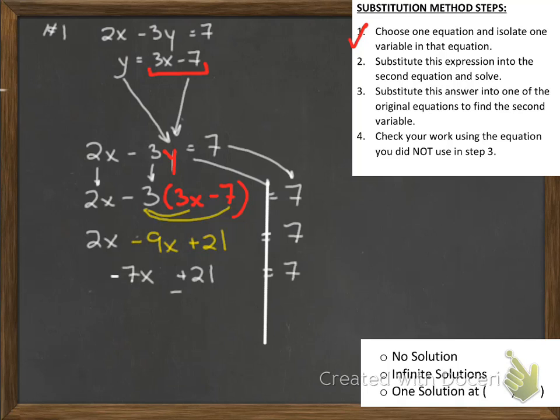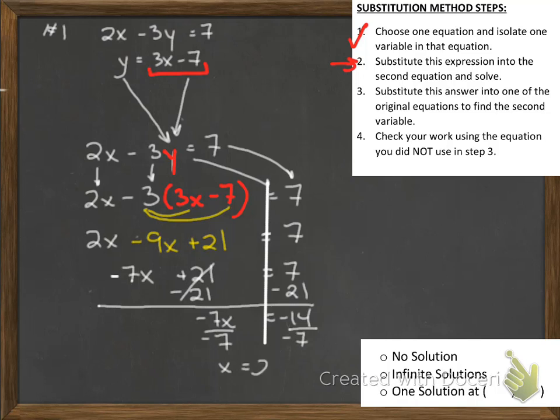Now, again, we're just trying to solve, right? We're still on step 2 right here. We're trying to isolate our variable. We're solving for x. So the negative 7x comes down. Negative 7x equals negative 14. I can divide both sides by negative 7, and I get x equals 2.